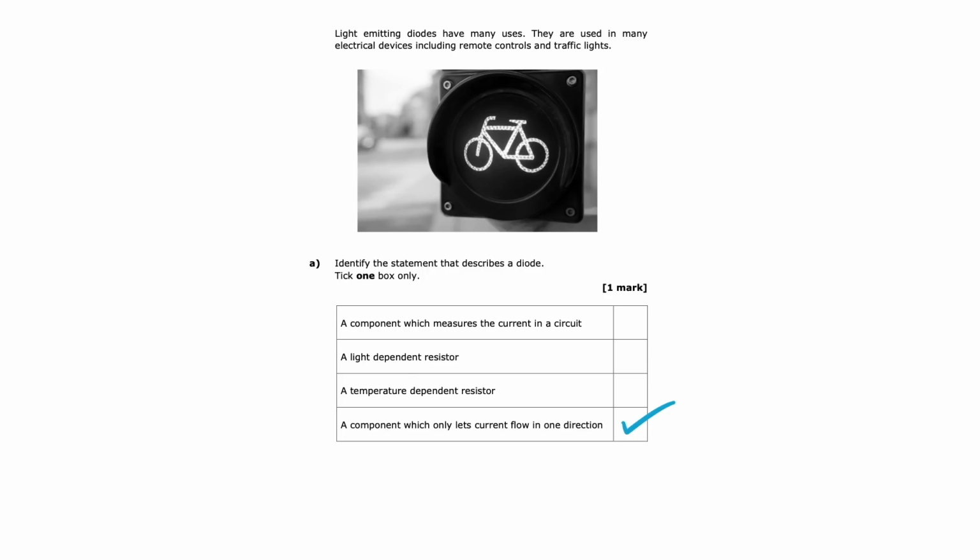If we look through some of these others here, a component which measures current in a circuit is an ammeter, so not a diode. And a light-dependent resistor is just called a light-dependent resistor, or an LDR. And a temperature-dependent resistor is called a thermistor. However, the diode is a component which only lets current flow in one direction.